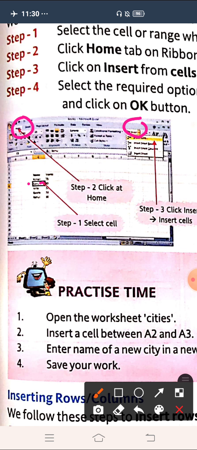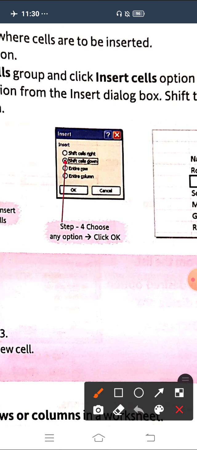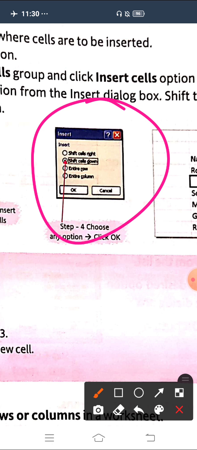So after clicking on insert, you can see one drop down list will appear. In this list different options are there, so we need to insert the cell. So on which option we will click? We will click on the first option, that is insert cell. After clicking on this insert cell option, you can see one dialog box will appear on your screen.